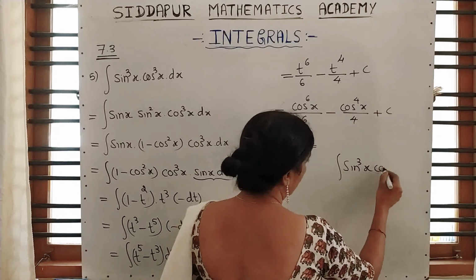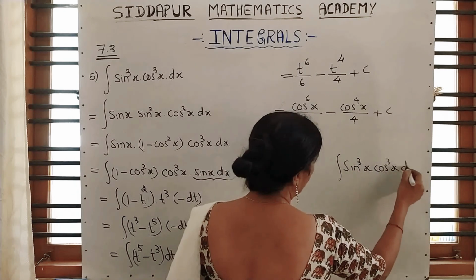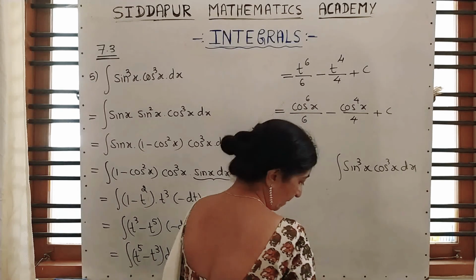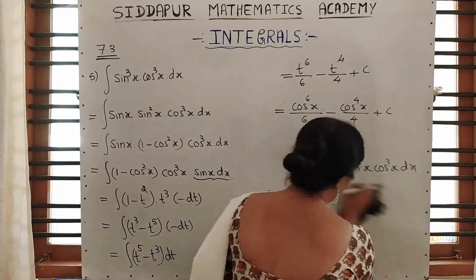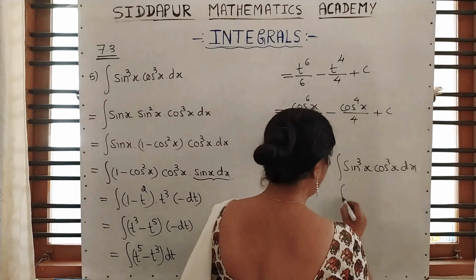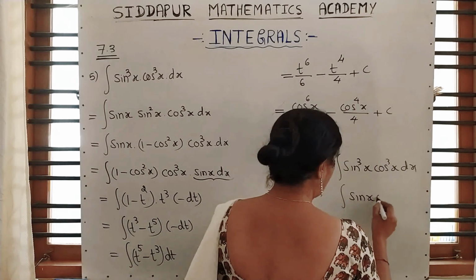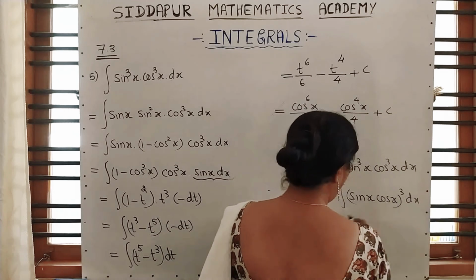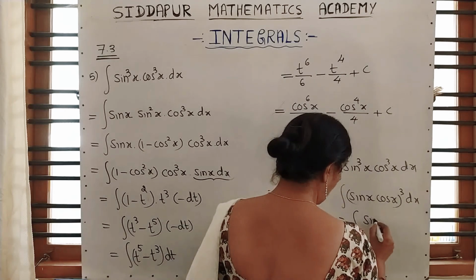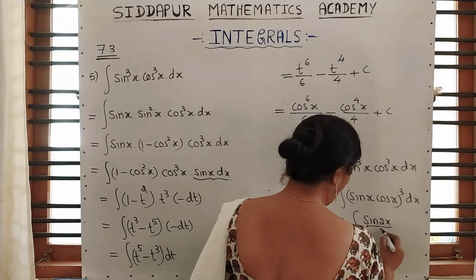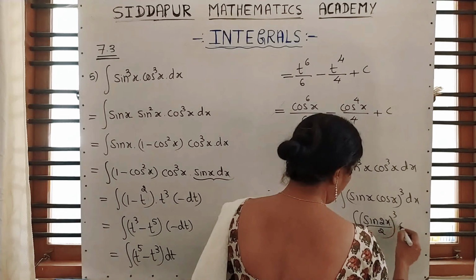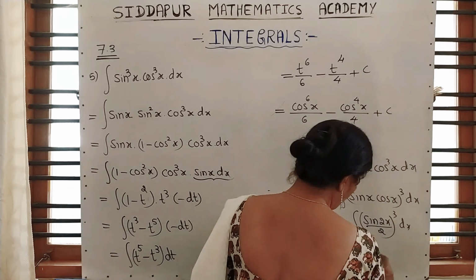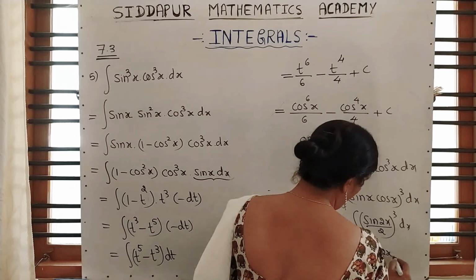Sin cube x into cos cube x dx. Sorry, this we can write as sin x into cos x whole cube, into dx. And that I am writing as sin 2x divided by 2 whole cube. 2 cube is 8, so it is 1 by 8 and it is sin cube 2x into dx.